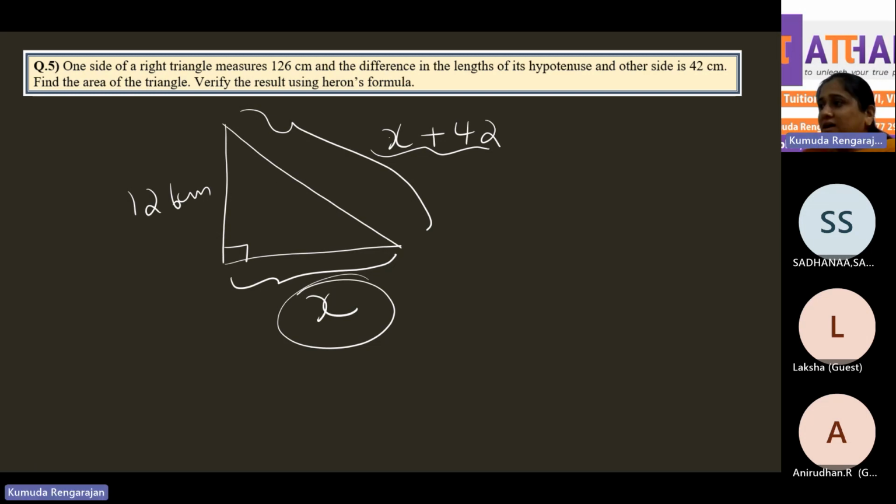Now you'll have to find the area. Half base into height, half into this base into this height is the area. You found the area. Next, they're asking you to verify using Heron's formula. That means they're asking if you're going to get the same area using Heron's formula. Of course, you should get the same thing. For the same triangle, half base into height and Heron's formula will give the same answer. So that's what you should verify.